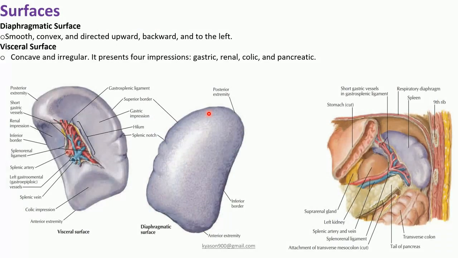The surfaces are basically the external areas of the organ. You can see the whole of this irregular surface is called the visceral surface.